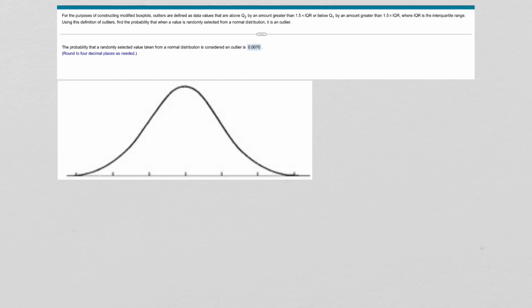Using this definition of outliers, find the probability that when a value is randomly selected from a normal distribution, it is an outlier. So I have a picture of a normal distribution here, and I'm going to mark on there where Q1 and Q3 are found.